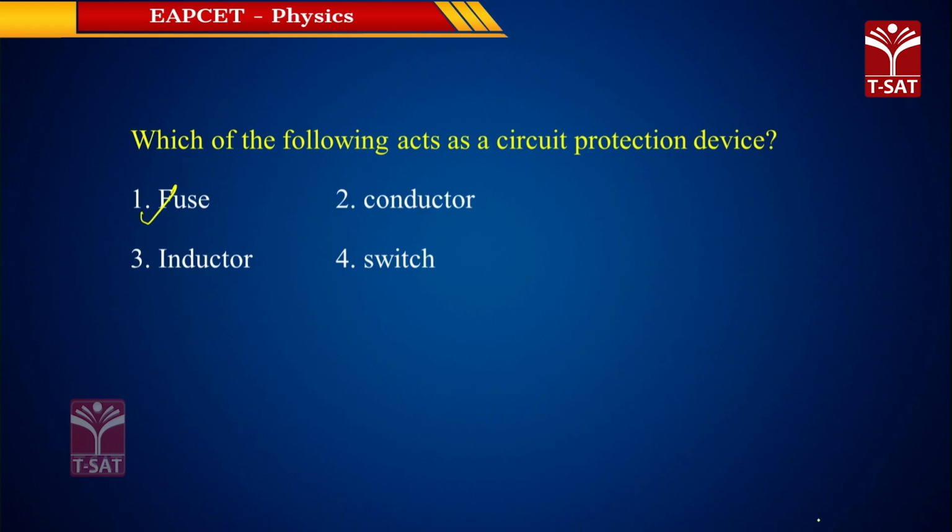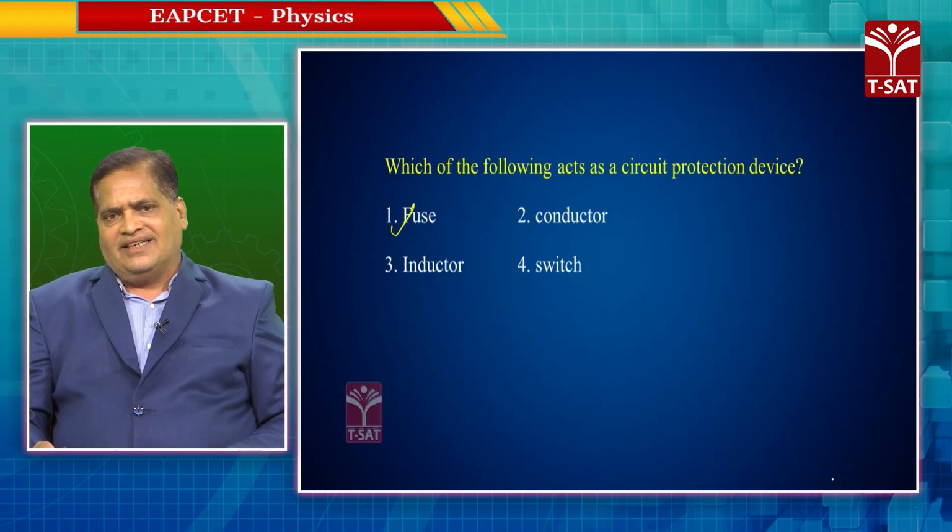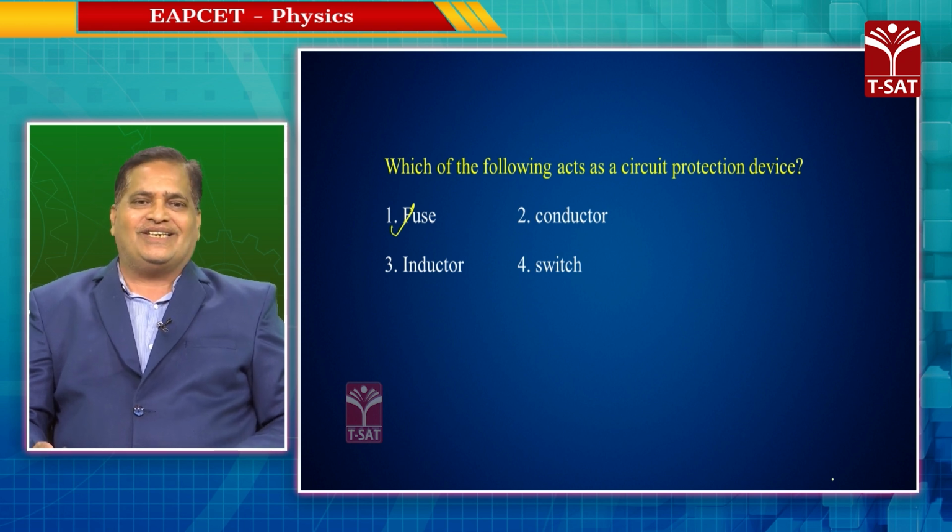Okay, in this you see that the conductor is what? Conductor, easily electrons travel from one place to another place. Okay. An inductor is also nothing but a resistance that opposes the flow of current. And switch, here on off switch.